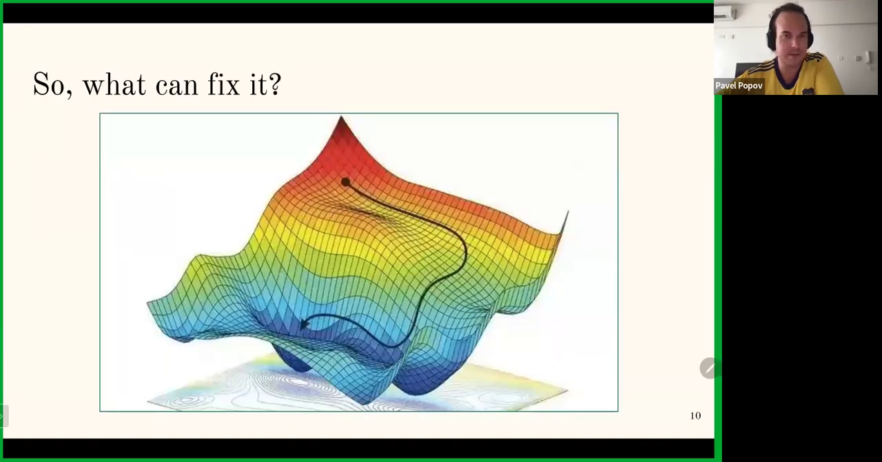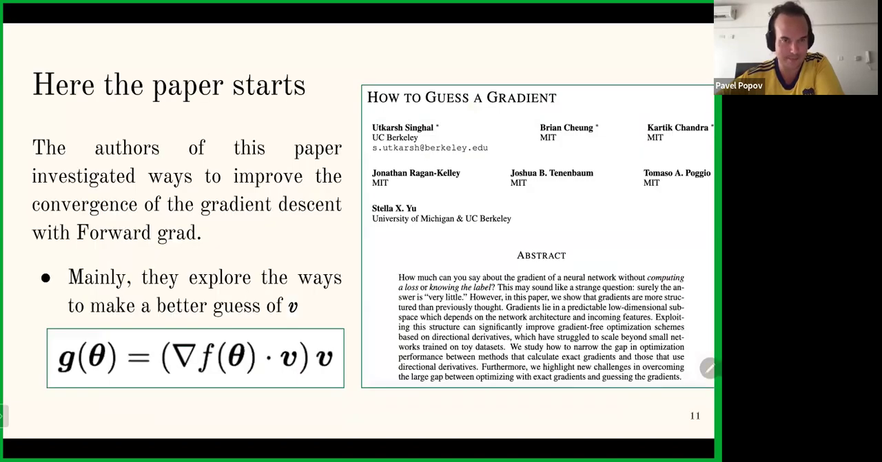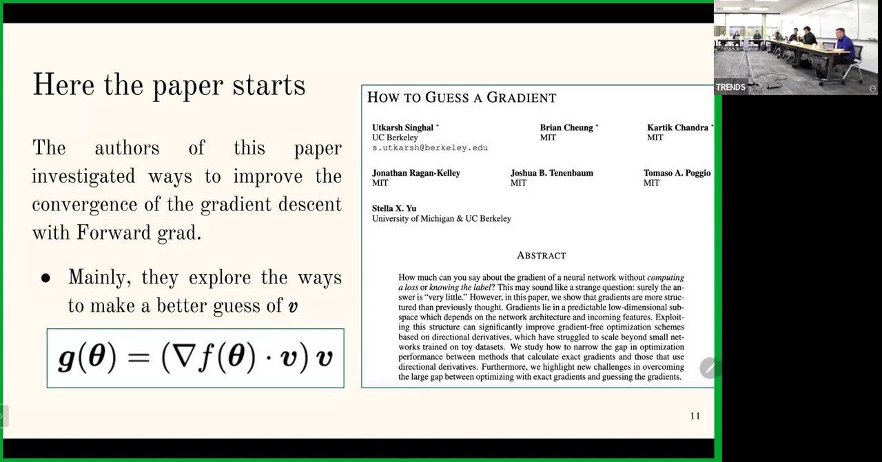So what can we do about it? I can do nothing, but some people at MIT and Berkeley managed to find a few methods to make the guesses of our gradient better, so that the cosine similarity between the estimated gradient and the true gradient gets better and is not as bad for training neural networks. Okay. So basically the goal is not to do just random guesses.